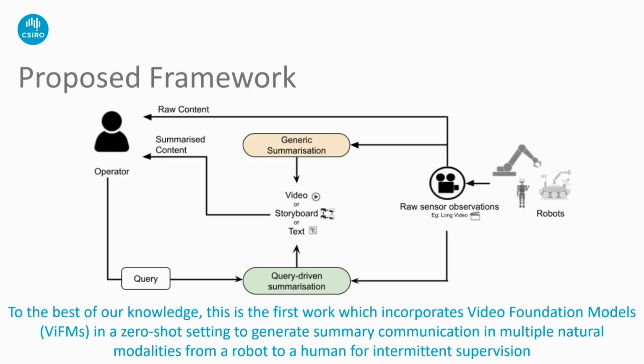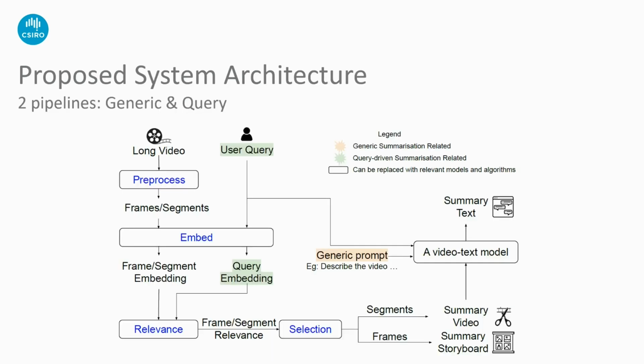To the best of our knowledge, this is the first work which incorporates video foundation models in a zero-shot setting to generate summary communication in multiple natural modalities from a robot to a human for intermittent supervision. In the proposed architecture, there are four main steps: pre-processing, embedding, relevance generation, and selection. For detailed descriptions of each step, please refer to the paper or our project page.